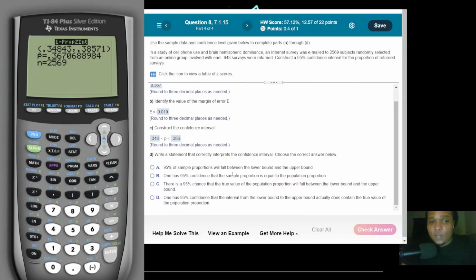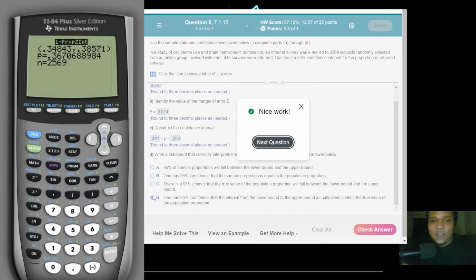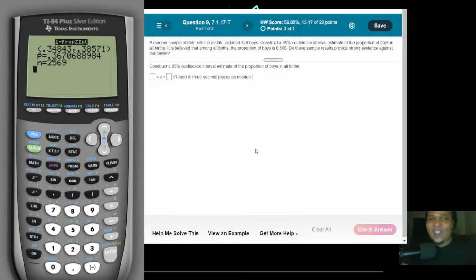Okay, so once again, you want to look for that lingo. One has a 90% confidence at the interval. Yeah, it's got to be D. I'm not even going to read the whole thing. Don't even waste your time on it. It's always going to have that lingo. All right, anyway, next. This is fun, isn't it?